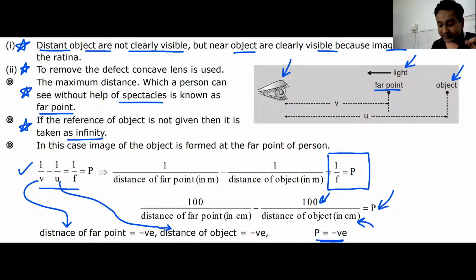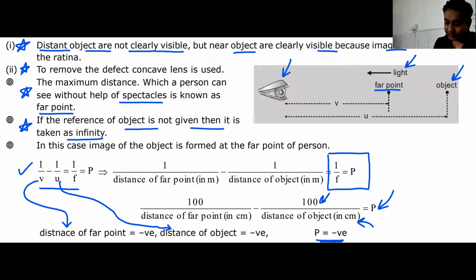If the distance of the object is not given, we will always assume it to be infinity. Do we understand this? A simple question will come. All these terms would be used there, far point. Then you will have to use your brains to understand what is to be done.